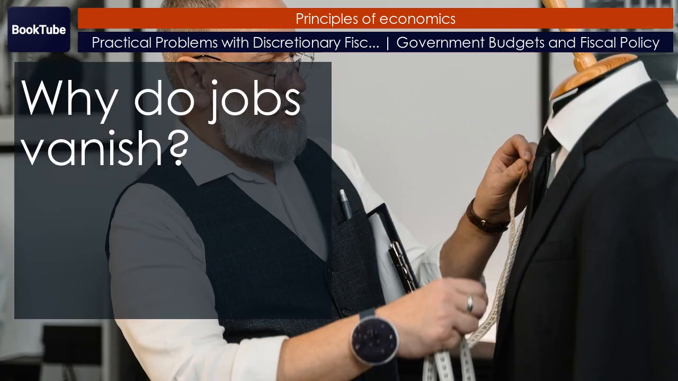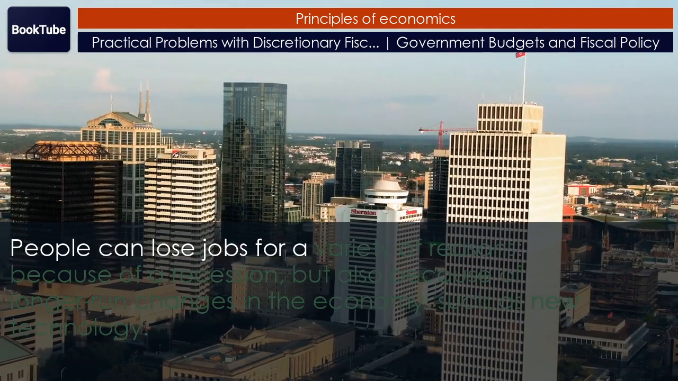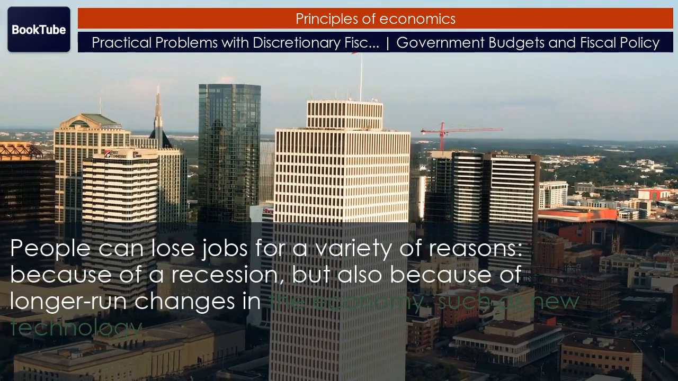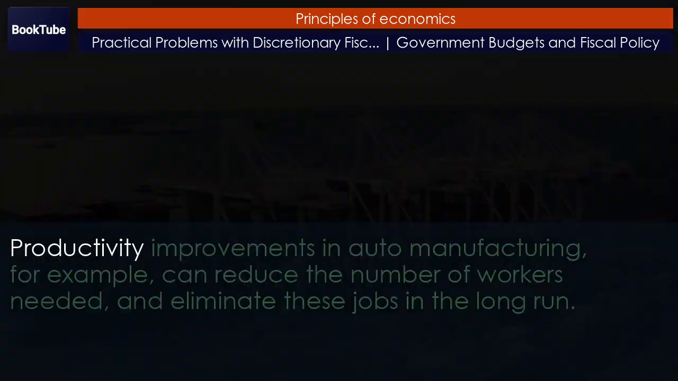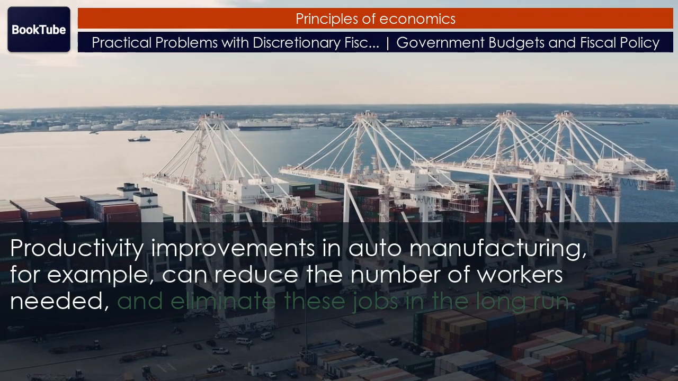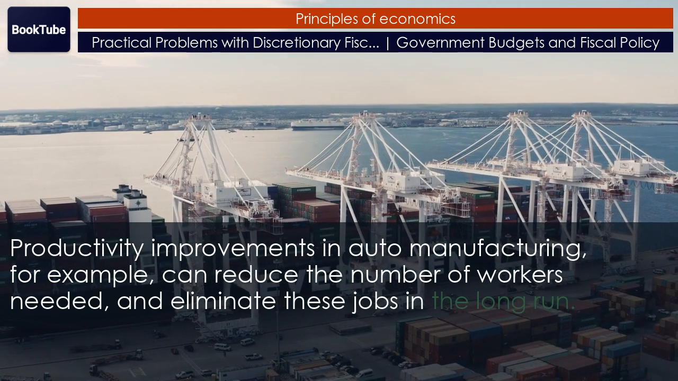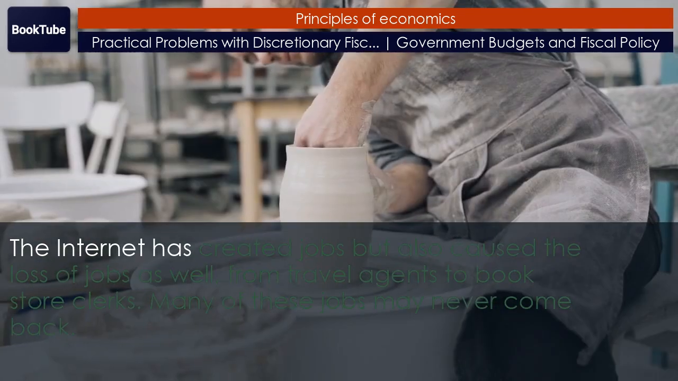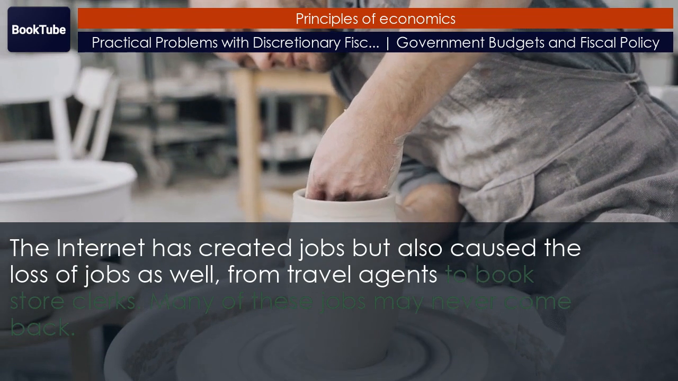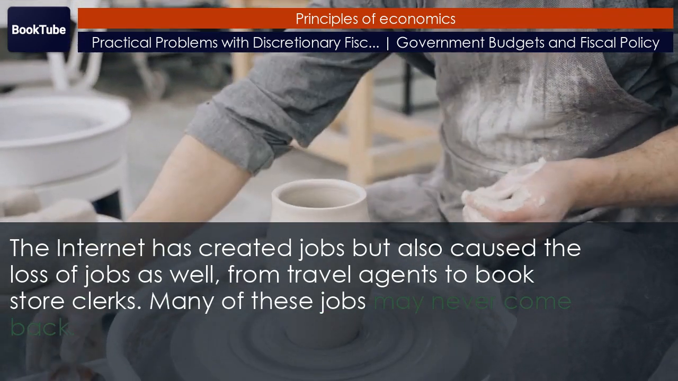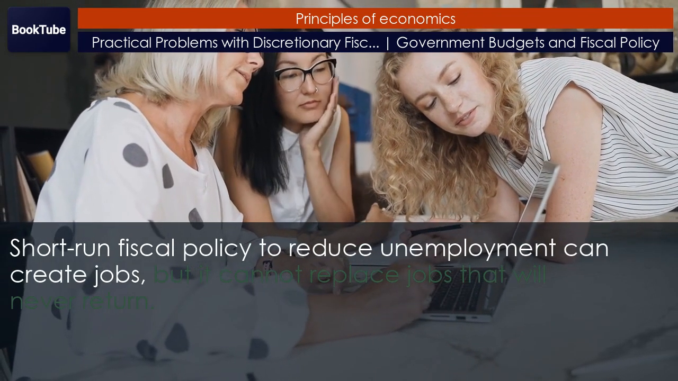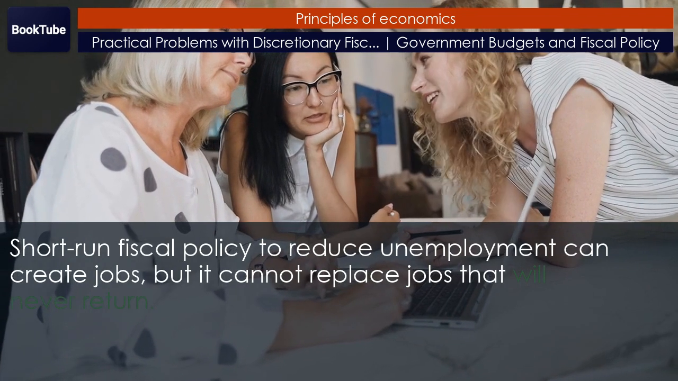Why do jobs vanish? People can lose jobs for a variety of reasons. Because of a recession, but also because of longer-run changes in the economy, such as new technology. Productivity improvements in auto manufacturing, for example, can reduce the number of workers needed and eliminate these jobs in the long run. The internet has created jobs but also caused a loss of jobs as well. From travel agents to bookstore clerks, many of these jobs may never come back. Short-run fiscal policy to reduce unemployment can create jobs, but it cannot replace jobs that will never return.